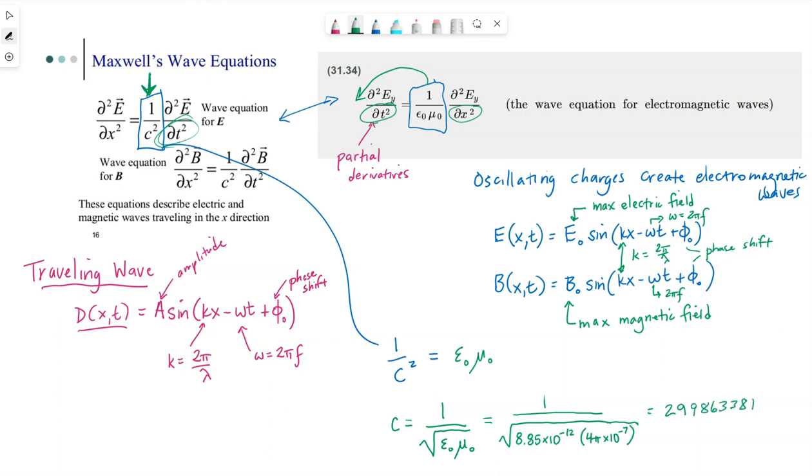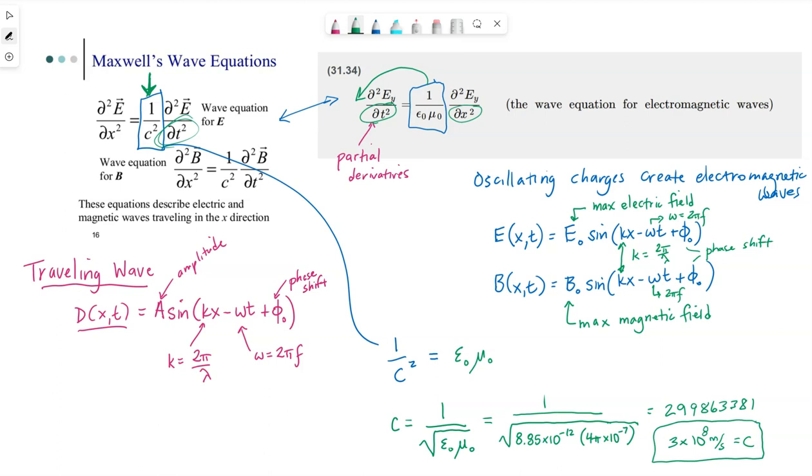299863381, which of course is not what we're going to use all the time. This is essentially 3 times 10 to the 8th. Now it should have units of meters per second, because this is a speed, and this is the speed of light.